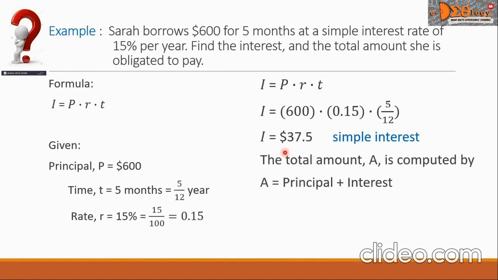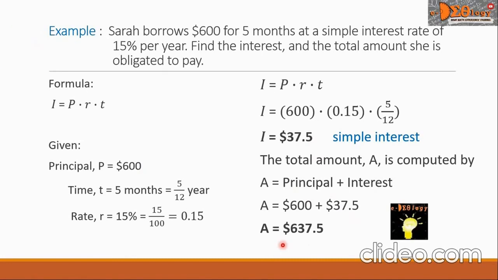Now, let us compute for the total amount denoted by A. The formula is A equals principal plus interest. Principal is the $600 plus the interest that we have computed here, 37.5. And the sum is the total amount equivalent to $637.50. This is our final answer.